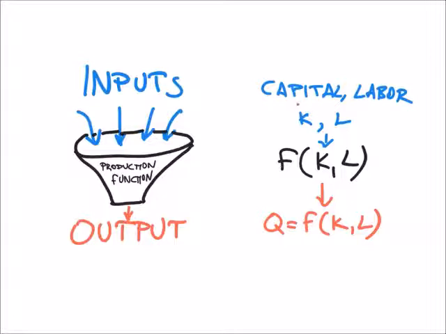Usually we denote them by K and L. Then we have a function, f of K and L, and that tells us, for any given combination of inputs K and L, the output level Q, which stands for quantity. So that's basically how we can describe what a firm does. We call this technology. This describes the technology of the firm: it tells us what combination of inputs the firm can use to produce a certain output.